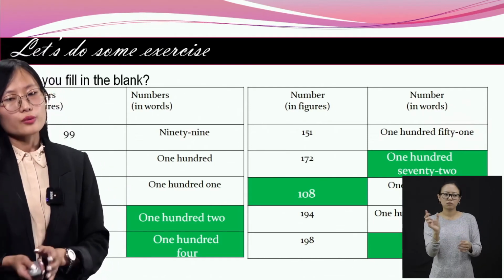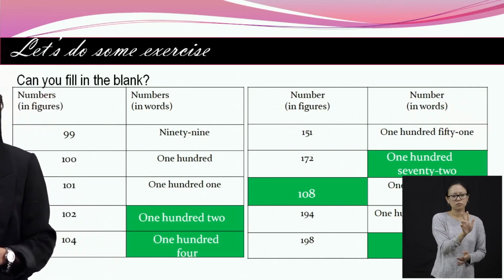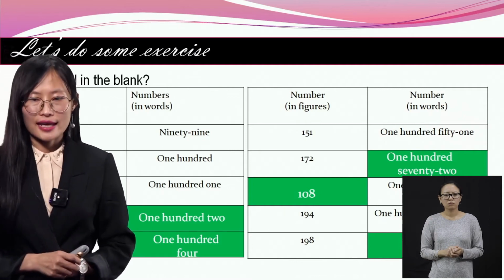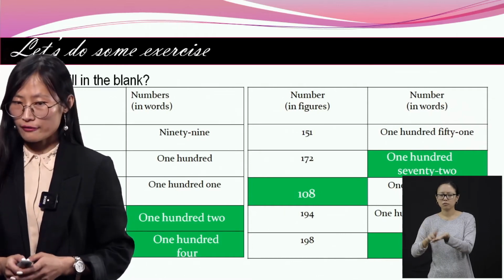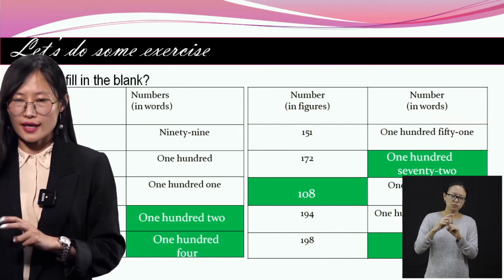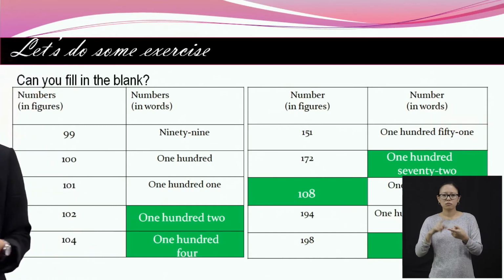So now how do we write 198? It is written as 198. Only 100 first, and then 98, the two digits together, which is 98. So 198. That is all about numbers.